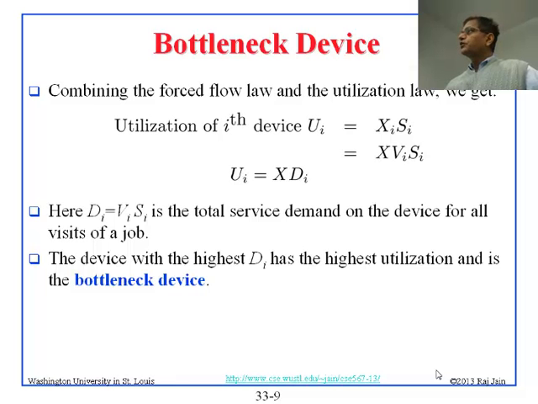X is the system throughput, and Di is the total demand on the i-th device. What it is saying is that on each visit you use Si, but you make Vi visits. If you multiply the number of visits with the time that you used on each visit, you get the total demand on that i-th device. That is Di. And so the utilization of the i-th device is equal to X times Di. That means utilization is proportional to the total demand.